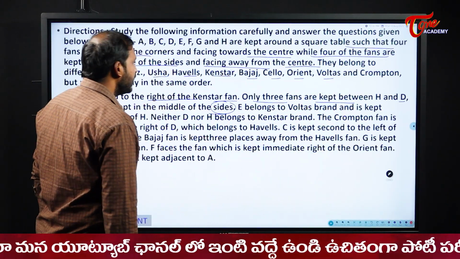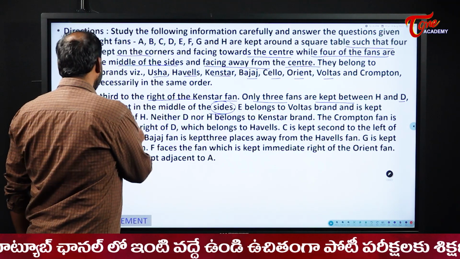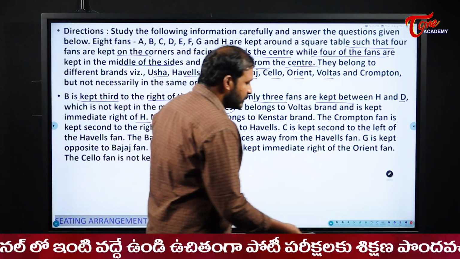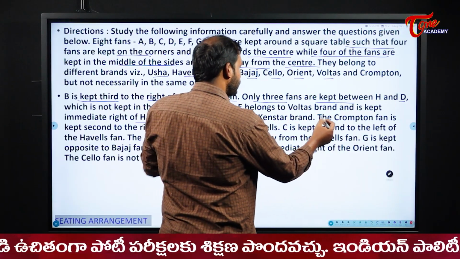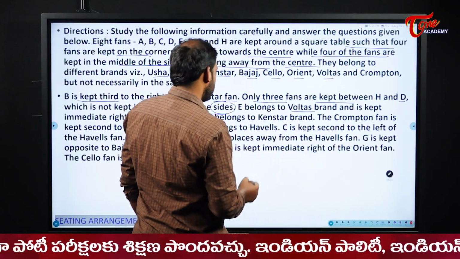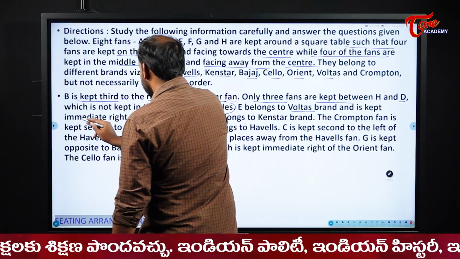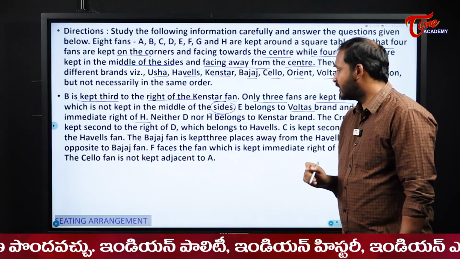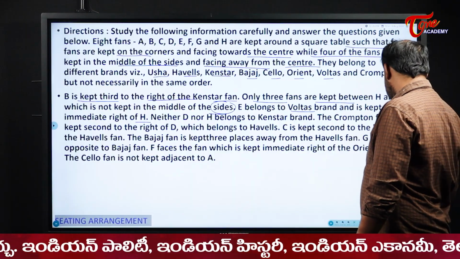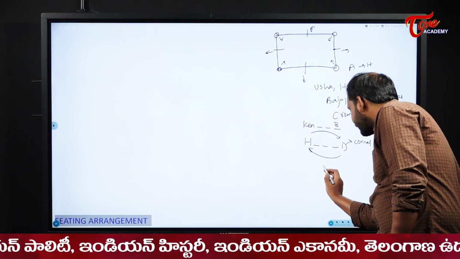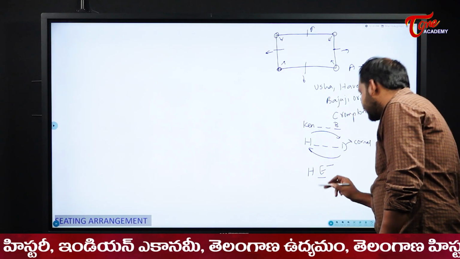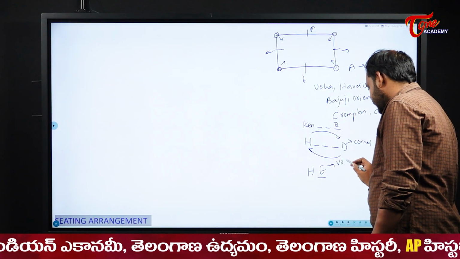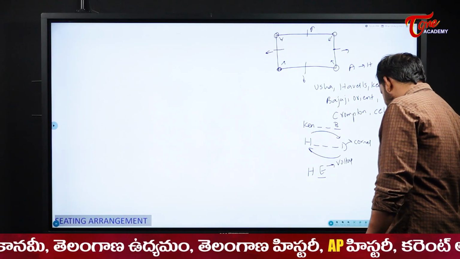Next, E belongs to Voltas brand and is kept immediate right of H. So E is immediate to the right of H and it is Voltas, E is Voltas.